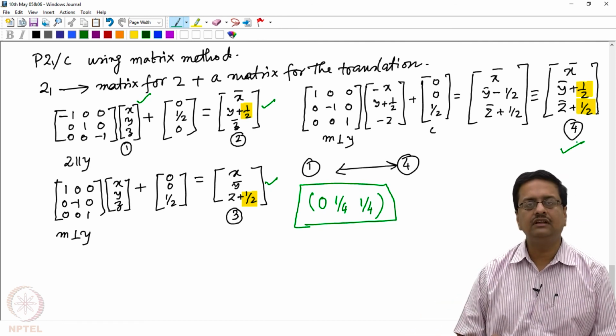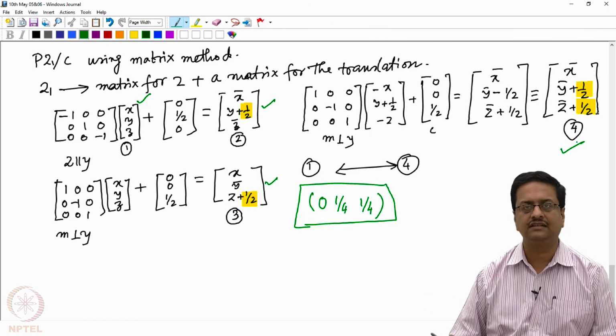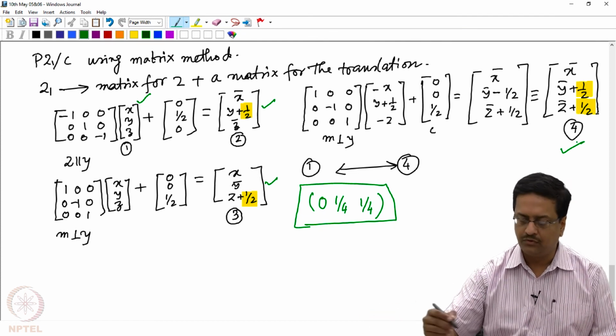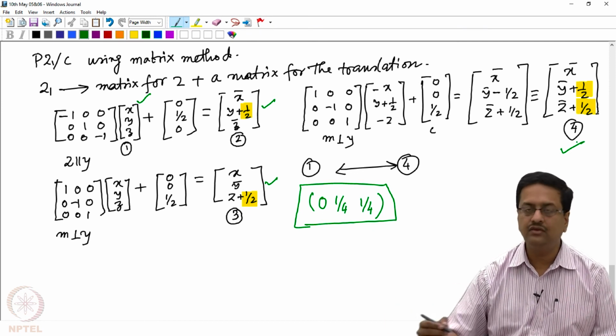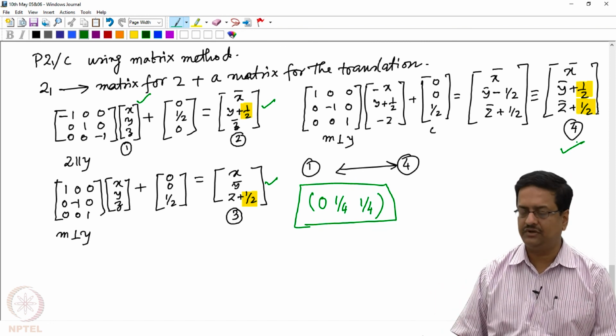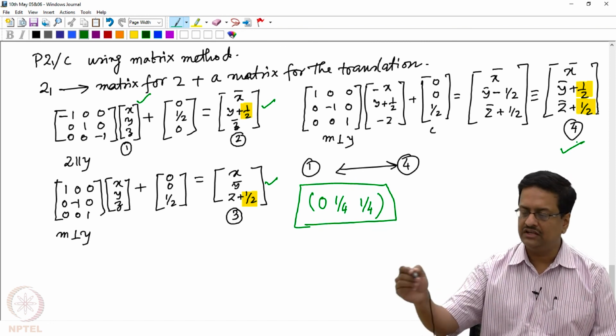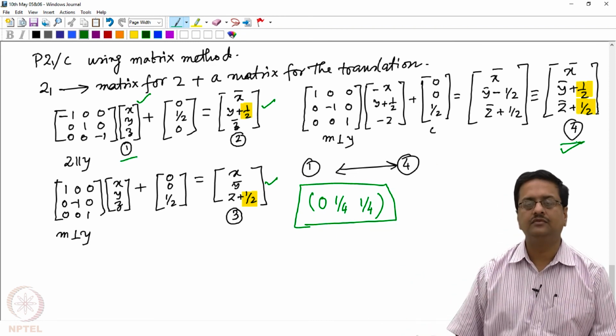So, I would like to leave this exercise for you to do it yourself, then you will understand how these 4 points can be further modified with a new origin and the translational components that are present between the point number 1 and point number 4 are removed.